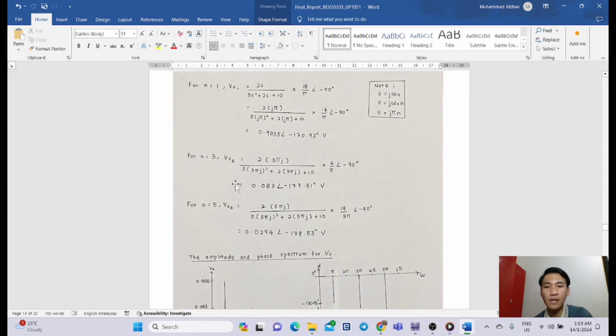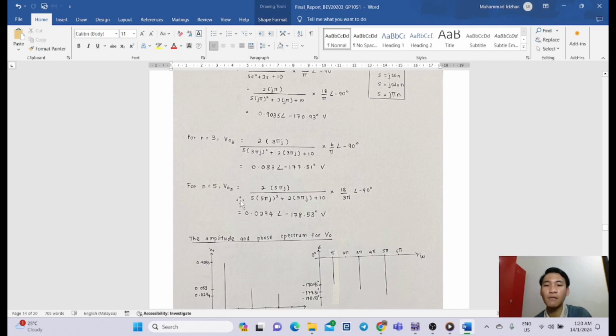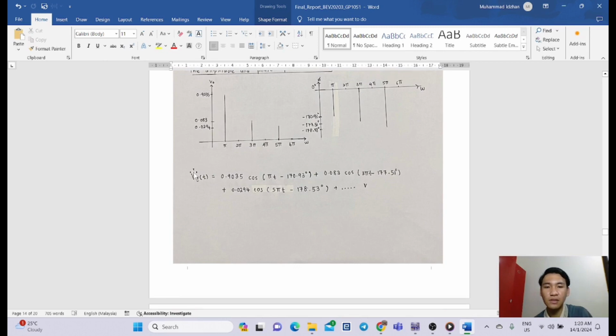Same goes for V out 3. We can continue and multiply with the Vs3 that was calculated, which is 6 over pi with the angle negative 90 degree, and we get the answer which is 0.083 with the angle negative 177.51 degree volt. While for N5, which is V out 5, we get the answer 0.0294 with the angle negative 178.53 degree volt. So this is the general form for V out in time domain, based on our calculation.